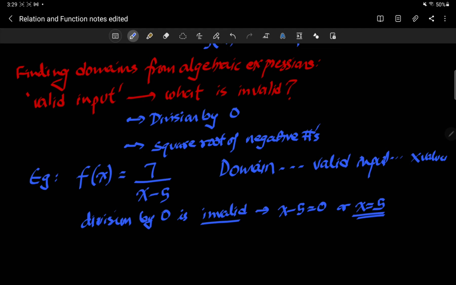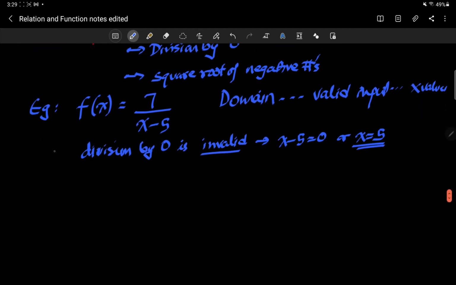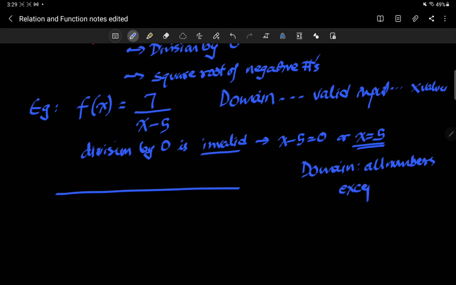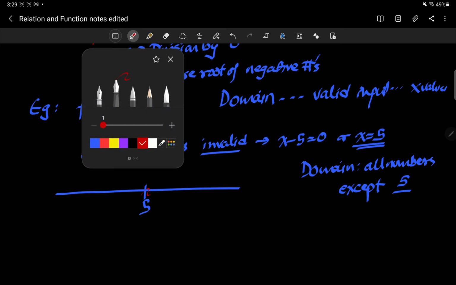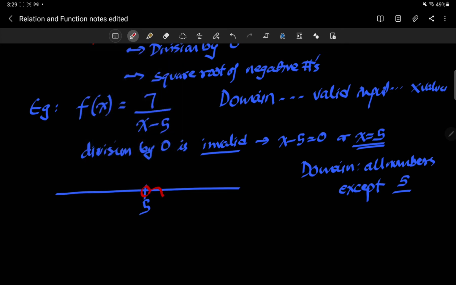So my domain in this case, if I try to draw it on the number line, is everything except 5, right? So the domain is all numbers except 5. If I have this number line and I put 5 in there, that's going to be a hollow dot here, and everything else, which would be negative infinity to 5, union 5 to infinity.